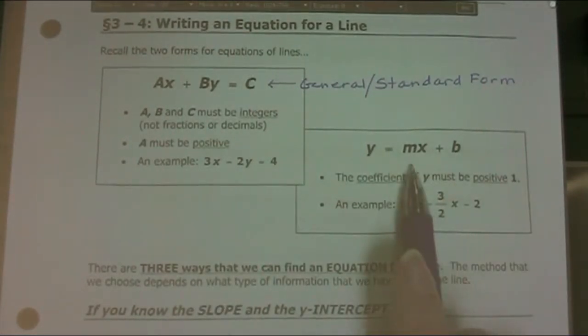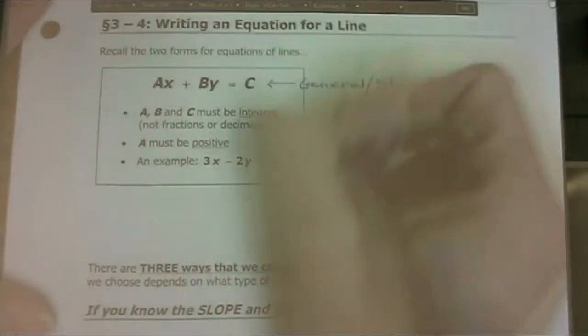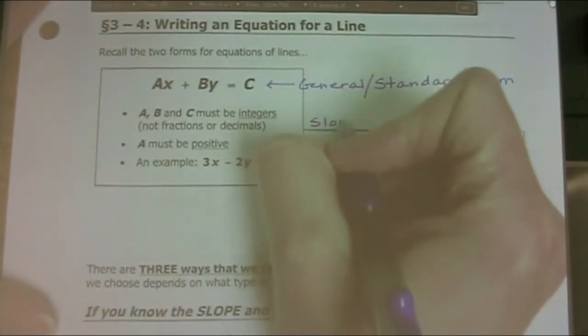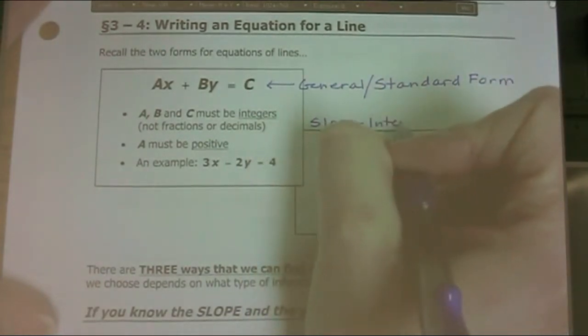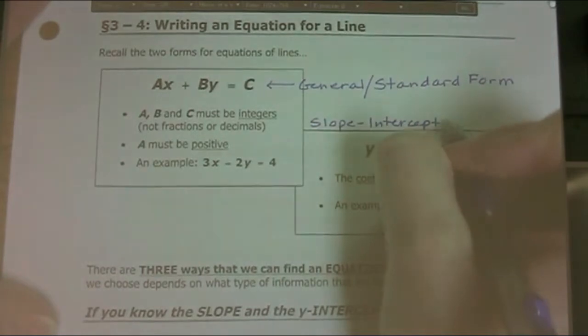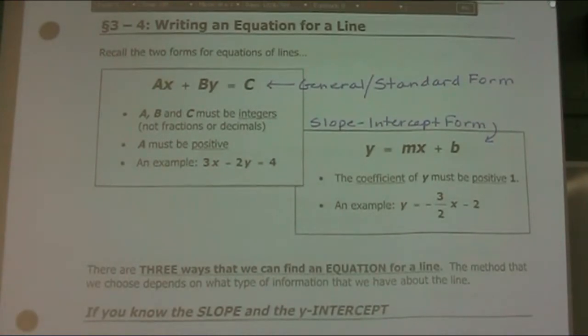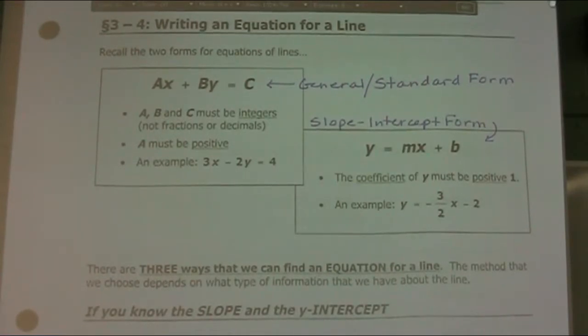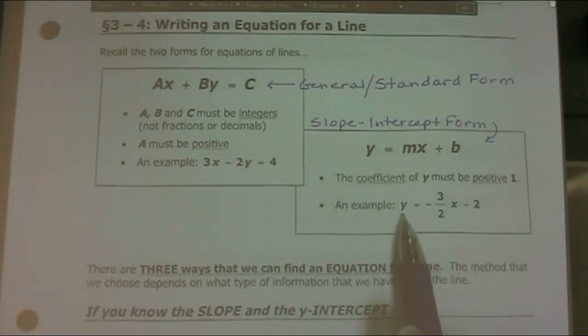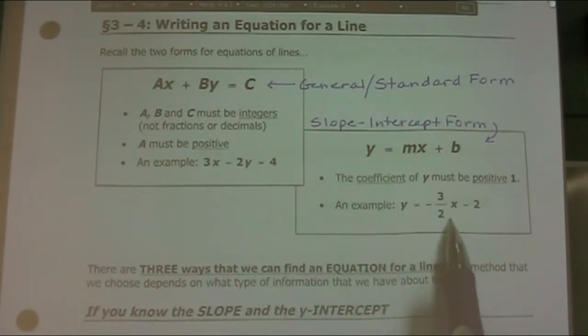We also have slope-intercept form. And slope-intercept form is y equals mx plus b, where m and b can be anything including fractions or decimals, but the coefficient of y must be a positive one. So an example is here, y equals negative 3/2 x minus 2. So those are our two forms of equations for lines.